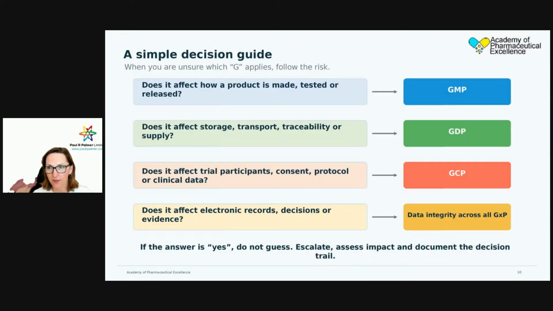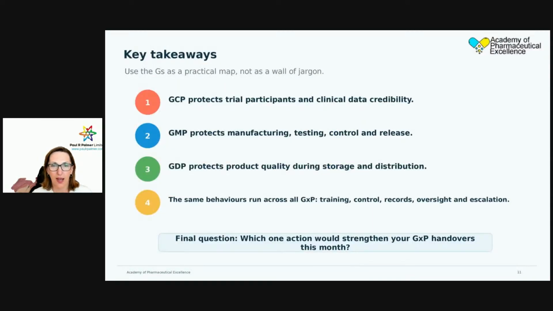So, what are the key takeaways I would like you to take from today's session? The first one is that the GCP protects the trial participants and clinical data credibility. It asks you whether the trial was ethical, whether the participants were protected, and whether the data that you have can be trusted.